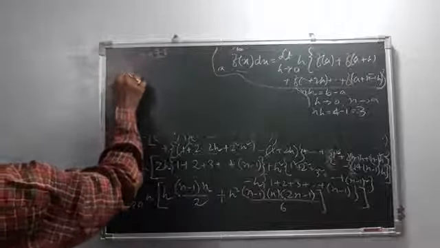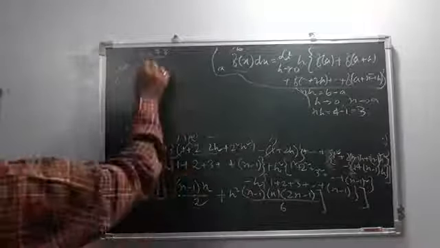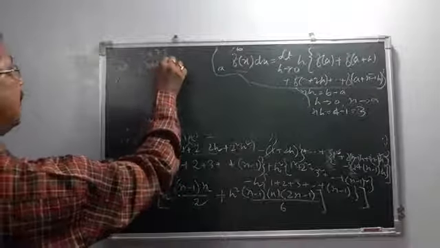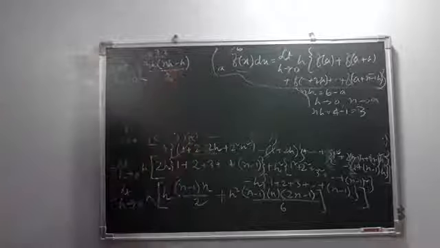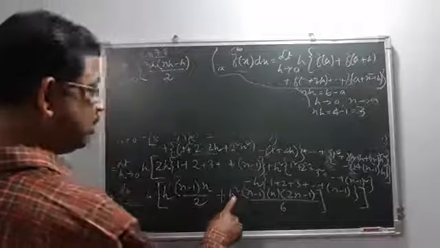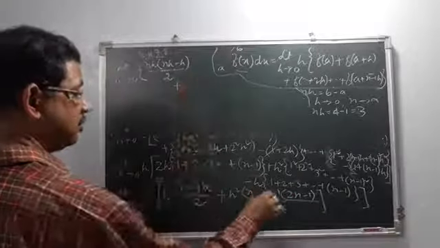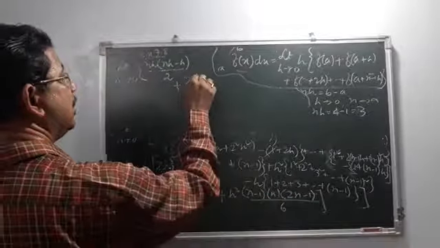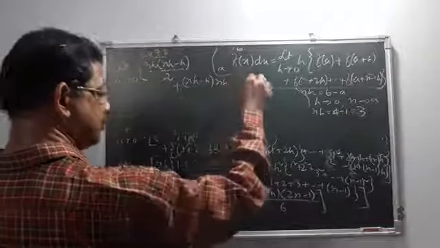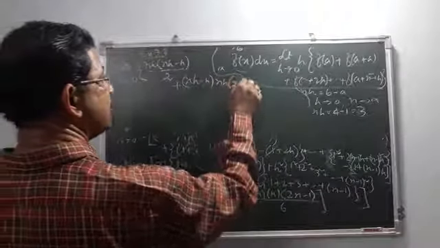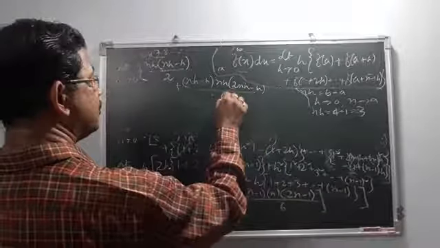Limit h tends to 0, then nh, nh minus h whole thing divided by 2. This h, that h is what? H cube. So we can write 1h with this one, nh minus h, then nh, then twice nh minus h, whole thing divided by 6.